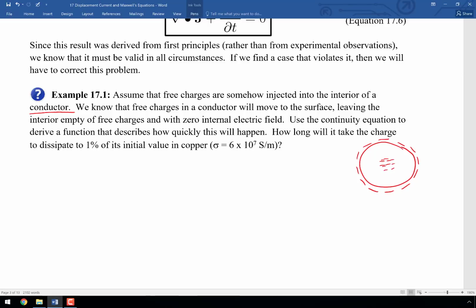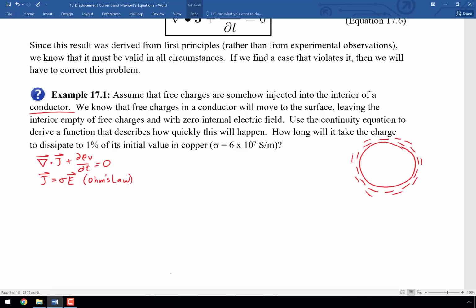So the question is, how quickly will they move? Because eventually those charges are going to move away from the middle, and they're going to build up on the outer surface. If they could get even further away from each other, they would, but they can't. So they're going to have to tolerate just being on the surface there. So let's start with the continuity equation. We know that the divergence of j plus the partial of rho sub v with respect to time is equal to 0. We also know from Ohm's law that j is equal to sigma times E. So that's Ohm's law.